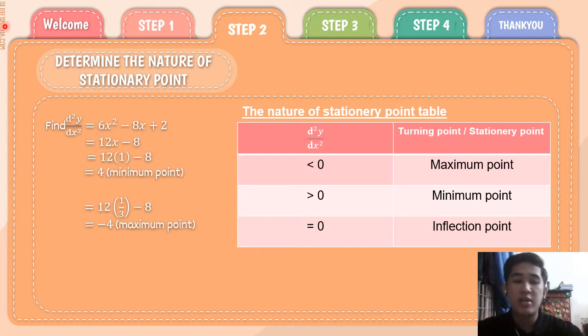I will explain how to determine the nature of stationary points and how to find the x and y intersections. To determine the nature of a stationary point, there are three steps. The first step is to find d squared y over dx squared. Then we substitute the value of x, and the third step, after we get the answer, is to refer to the nature of stationary point table.